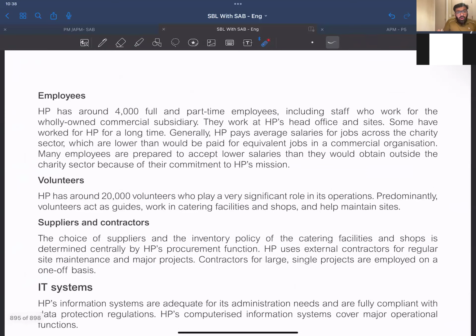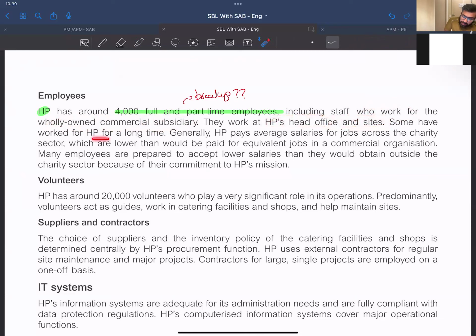Then we have employees. Now, what's the power of employees? HP has around 4,000 employees, full and part time, right? We need a breakup of how many are full time and how many are part time, including staff who work for the wholly owned commercial subsidiary. They work at HP's head office and sites.